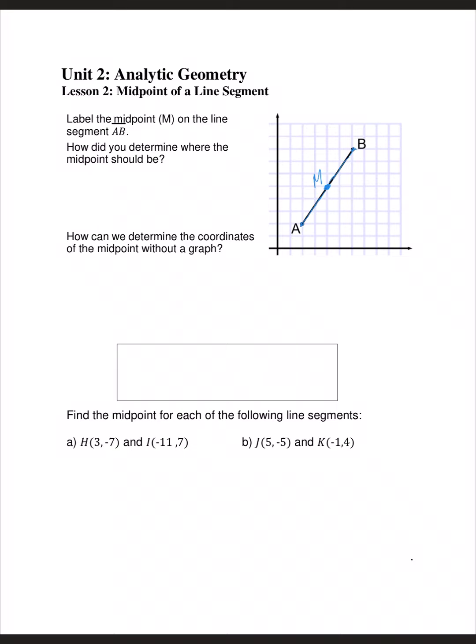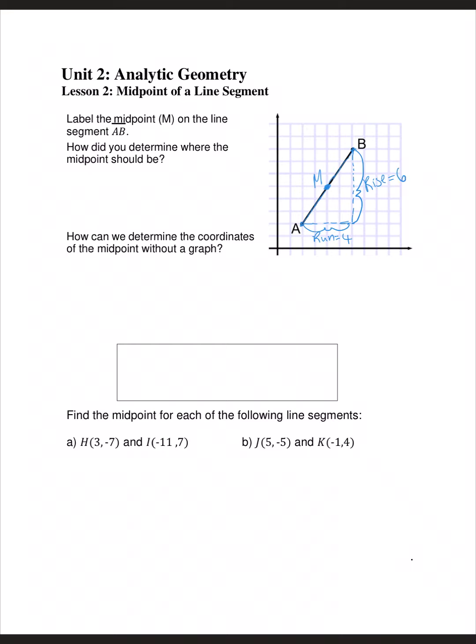So if I look at A and I assess what the run is, I can come here and it looks like my run is 1, 2, 3, 4. So our run equals 4. And our rise, the distance from here to here, that's our rise. Looks like that is equal to 1, 2, 3, 4, 5, 6.